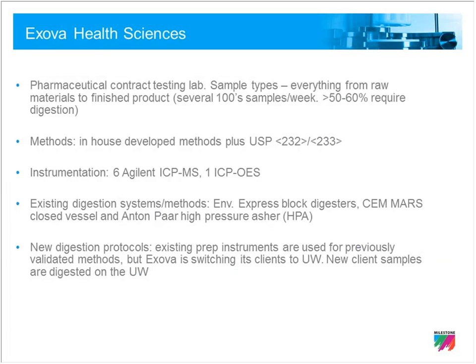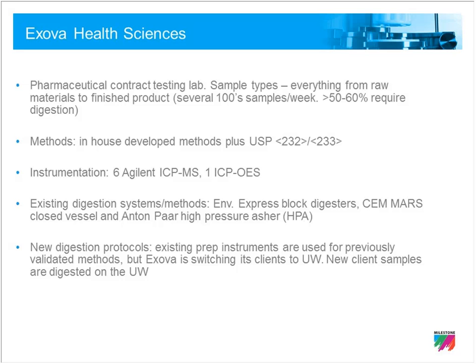performing several thousands of samples certainly yearly. And this particular lab was based in California. For methods that they use with the ultrawave, it's in-house developed methods, plus USP 232 and 233. And as far as instrumentation goes, they have 6 Agilent ICP-MS and an ICP-OES.